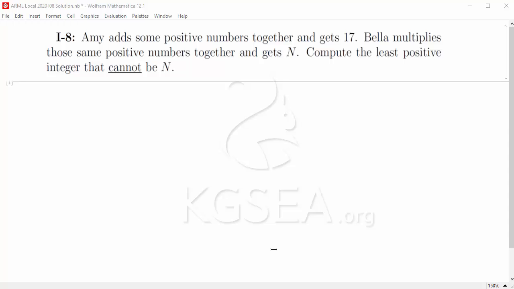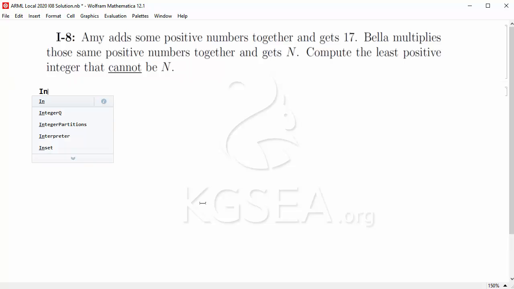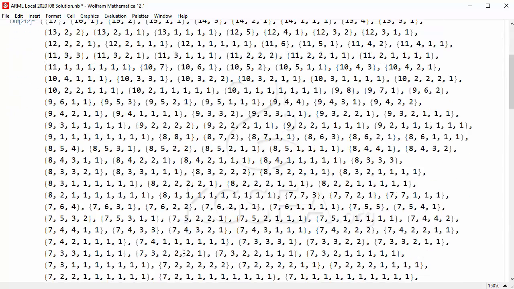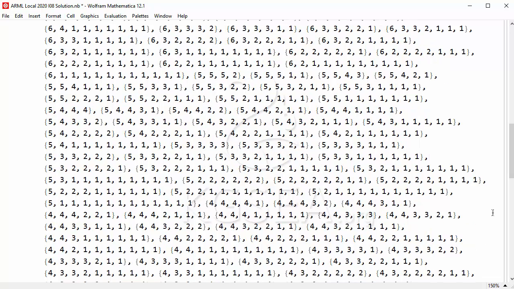First, let me show you how to do this problem wrong. So I thought this was integers adding to make 17. So the way to do it is integer partitions. Here it is, of 17. So these are the ways to add up to 17. There are many ways. Okay, so those are the ways.